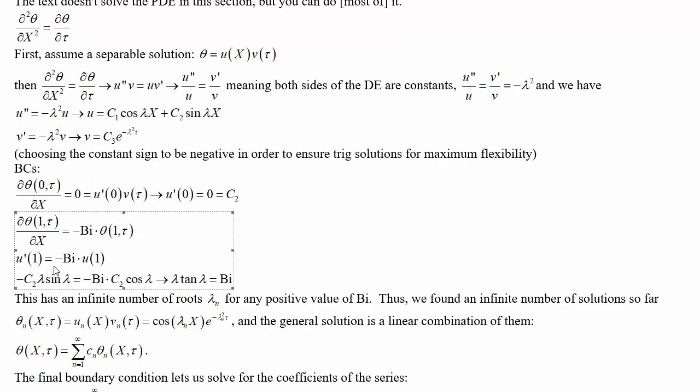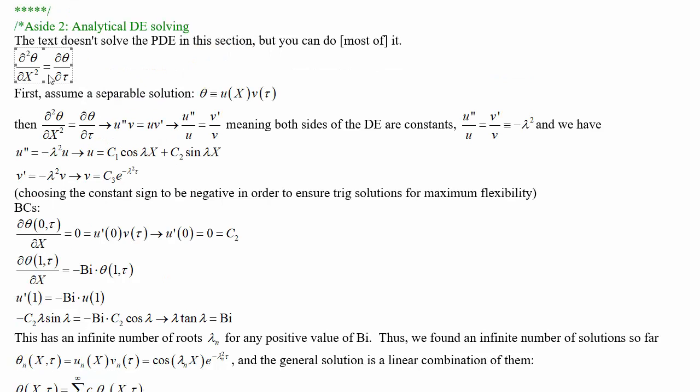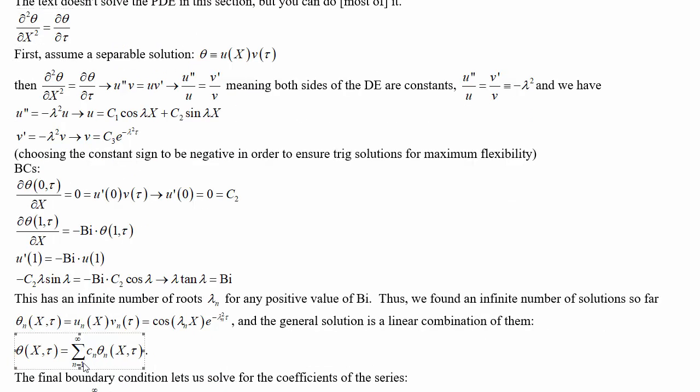To be able to satisfy the initial condition, let's form a general solution by saying that this differential equation was linear, therefore a linear combination of solutions is also a solution to the differential equation. So the most general thing that we found from this separable assumption was this linear combination of all of the different cosine times an exponential solutions.